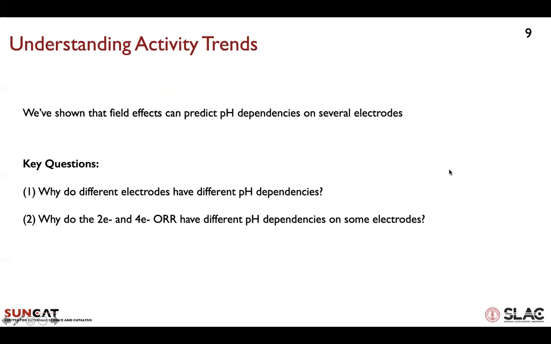First, why do different electrodes have different pH dependencies? And second, why do the 2-electron and 4-electron ORR have different pH dependencies on some electrodes like gold 100, but not on other electrodes like gold 111 and platinum 111? And in order to do that, we're going to look at activity volcanoes.